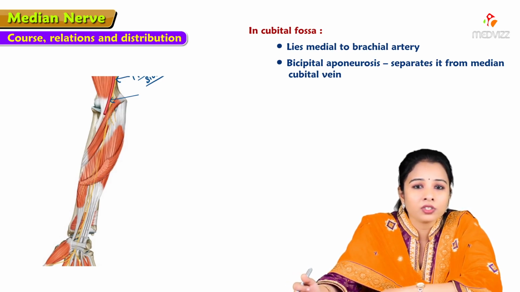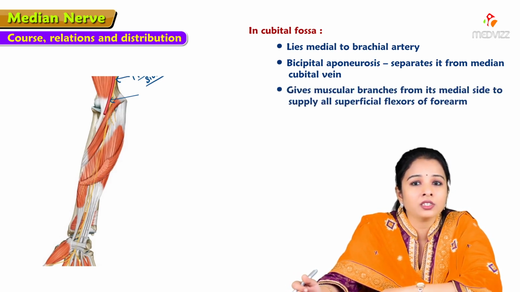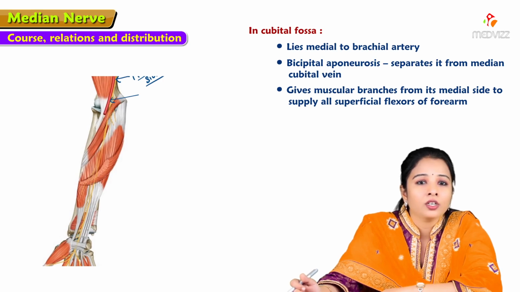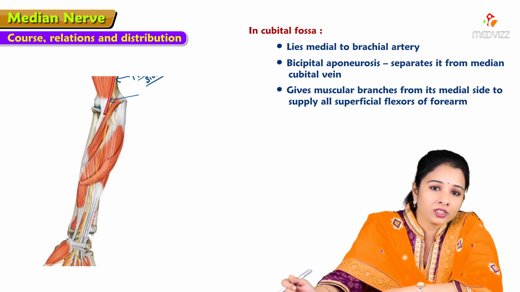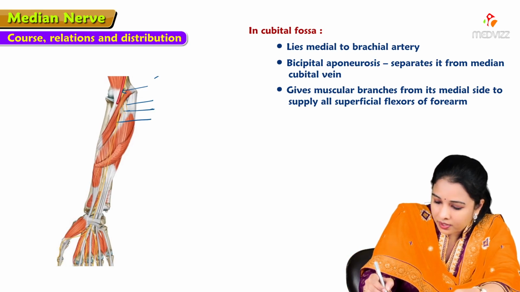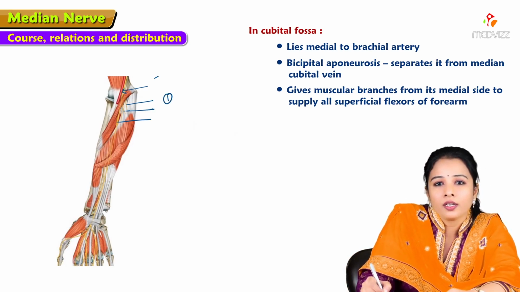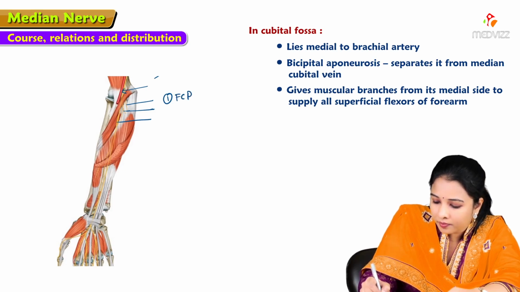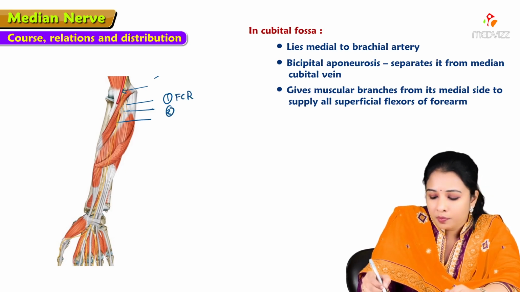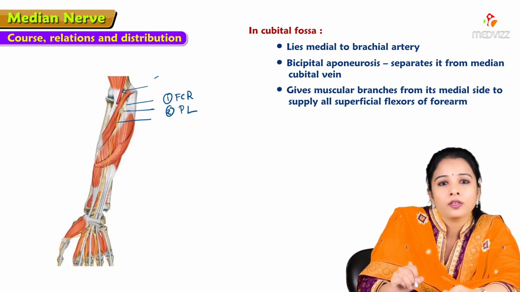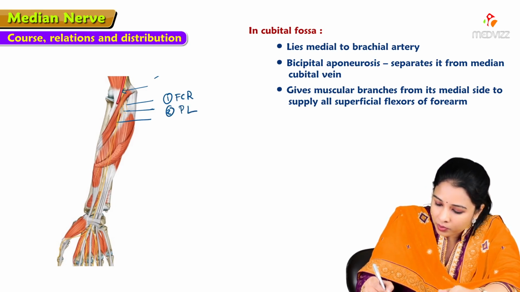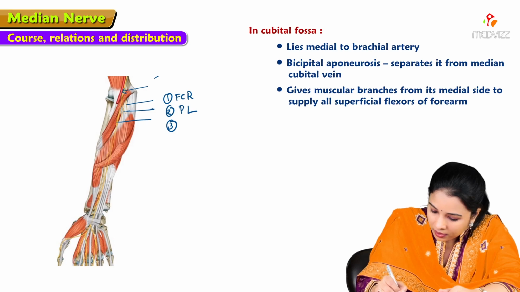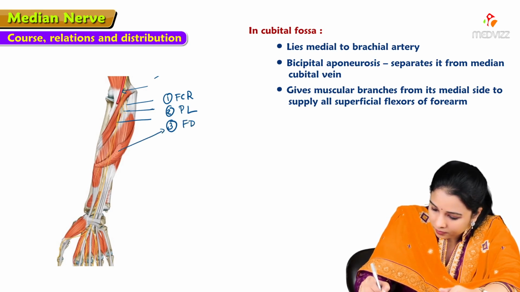And in the cubital fossa, it gives off some muscular branches from medial to lateral side to supply all the superficial flexors of the forearm. So it gives off, I am writing 1, to flexor carpi radialis. Then it supplies palmaris longus. Then it supplies flexor digitorum superficialis. This cut part is flexor digitorum superficialis.